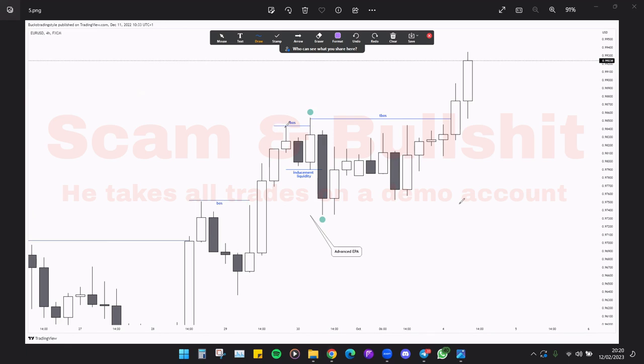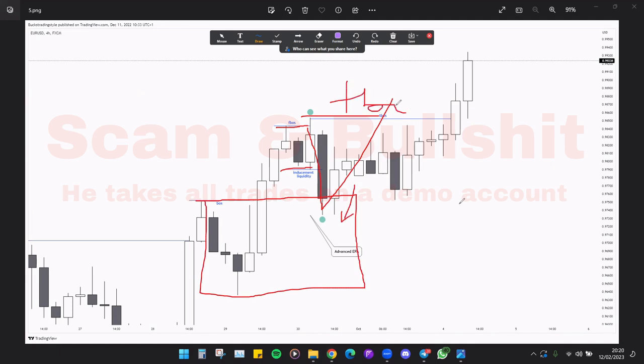What did the price do after this fake break of structure right here? This becomes an inducement. Price came back down and then went up to the true break of structure. Remember, this whole range right here is our demand zone. So price mitigated the demand zone and then went up to the true break of structure. You understand this? Yes.